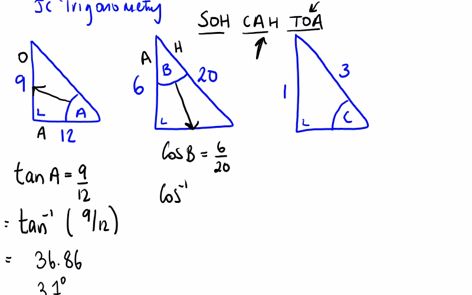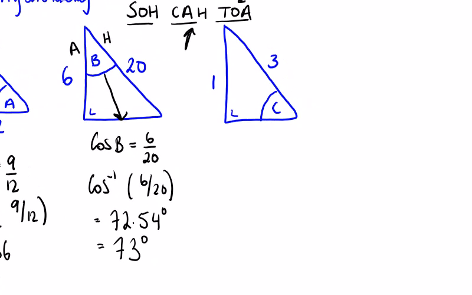So the inverse cos of 6 over 20. There's no point in making a mistake simplifying the fraction and getting the wrong angle. And the inverse cos of 6 over 20 or 3 over 10 or 0.3 is equal to 72.54 degrees. Correct to the nearest degree would be 73 degrees.